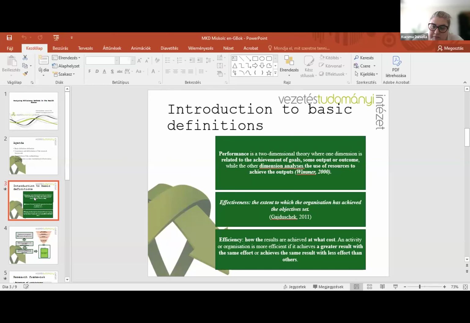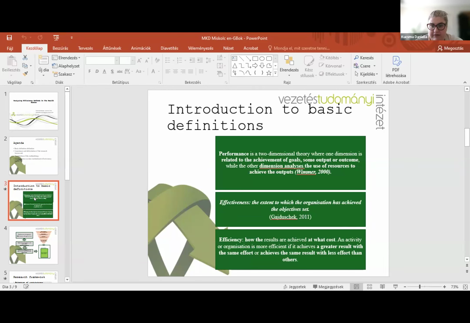One was performance, the second effectiveness, and the third efficiency. The first, performance, is a two-dimensional theory, where one dimension relates to the achievement of goals, the same output or outcome, while the other dimension analyzes the use of resources to achieve the output. This was the definition for me in my PhD.